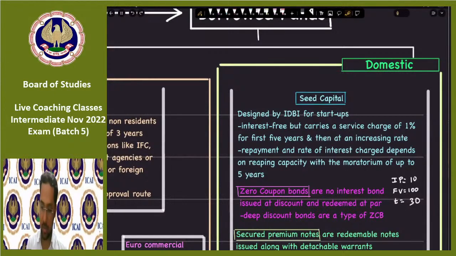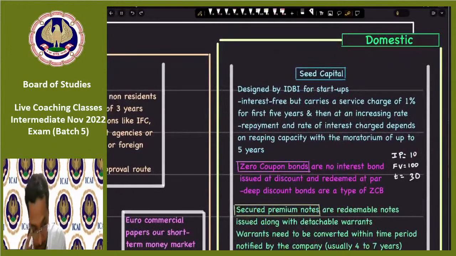So that's the seed capital which is provided to the startup company. It's just a sort of nominal interest you can say. Instead of calling it interest, they call it a service charge: we have provided you funds against which we need 1% per annum. Okay.